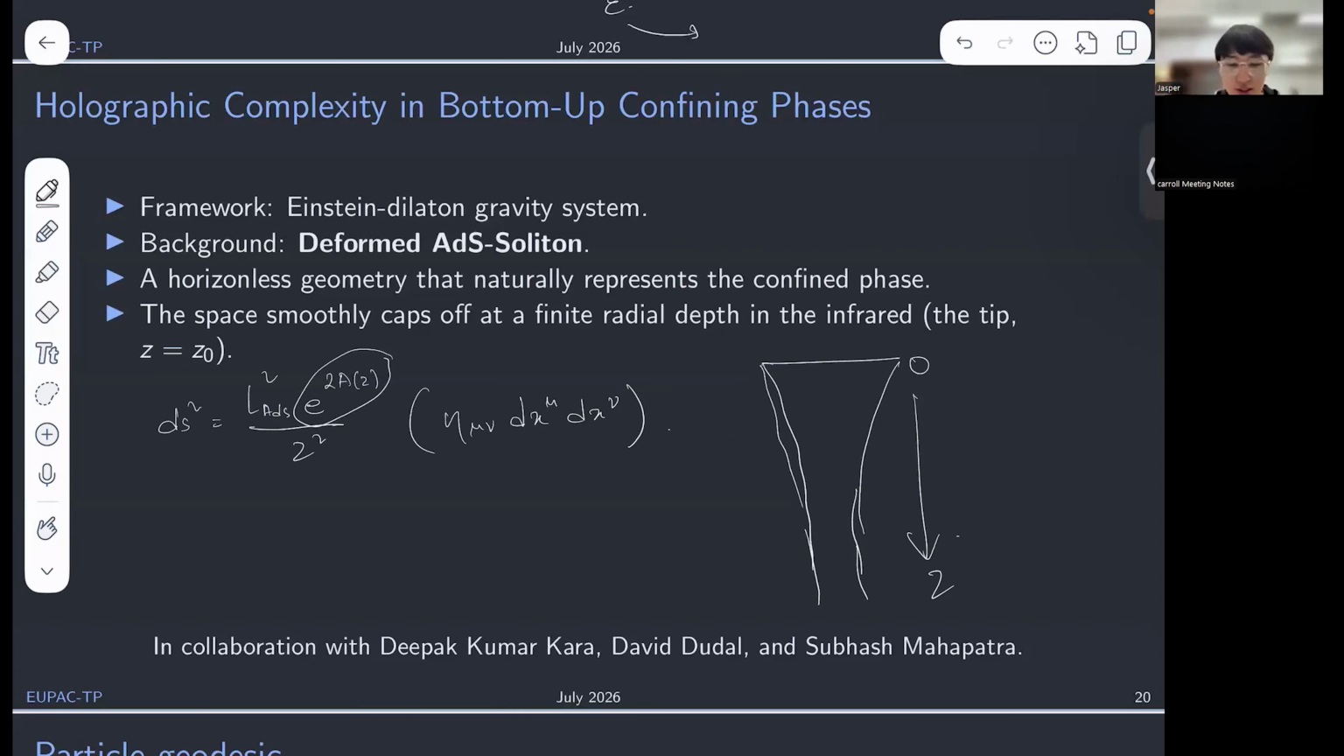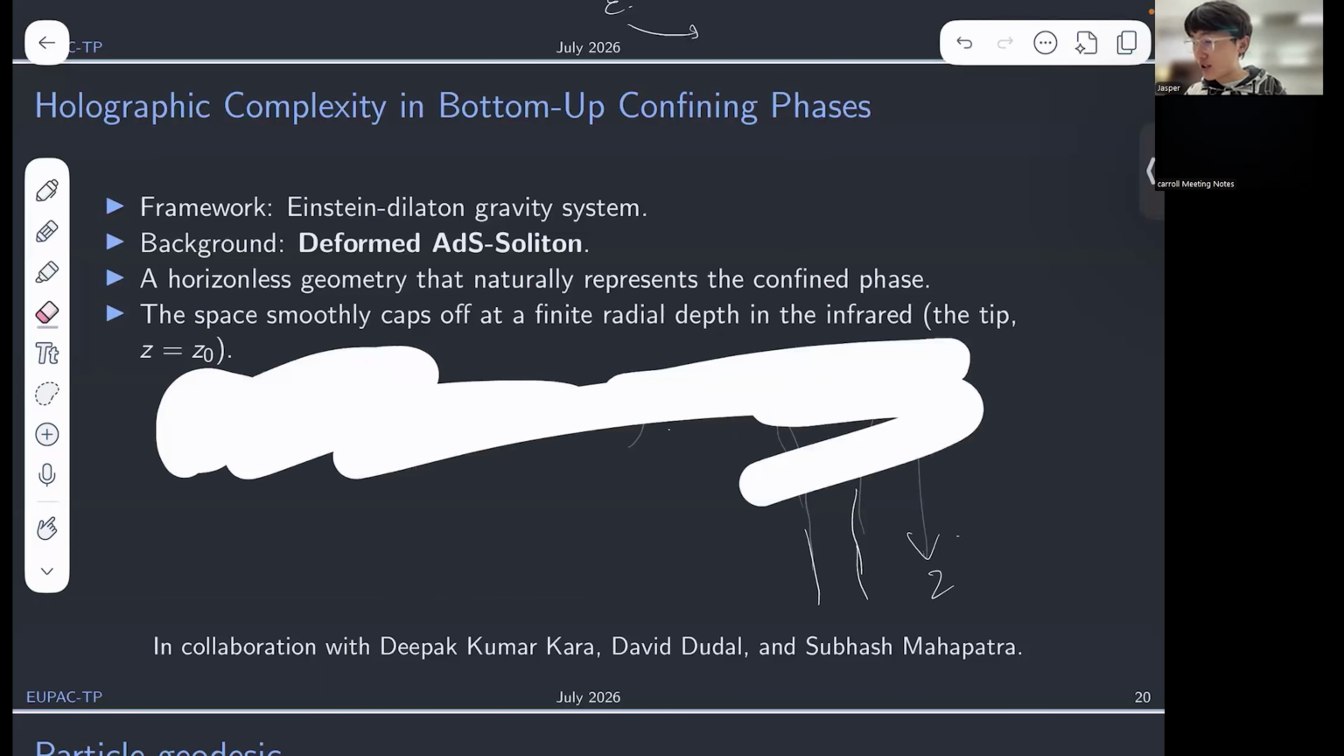So we are interested in this, but unfortunately, one of my collaborators requested me not to reveal too much yet because we haven't put it on arXiv. So I'll be restricting my discussion to this AdS soliton.